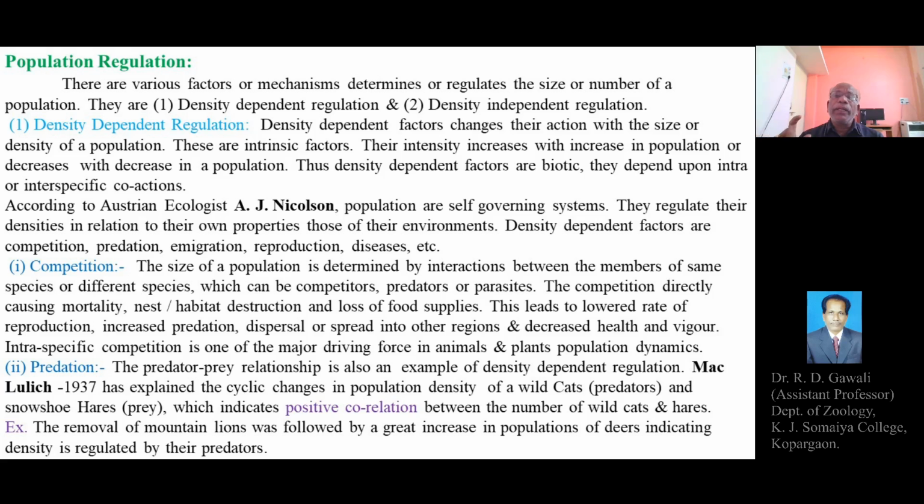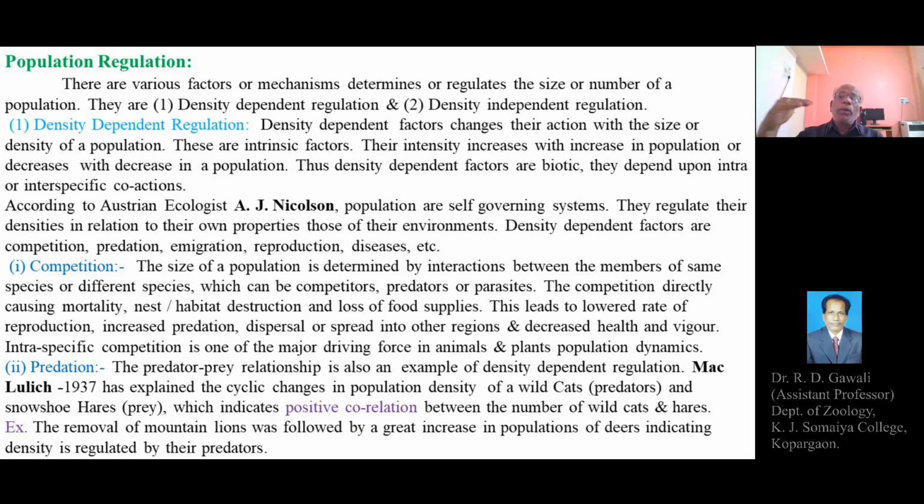Populations are self-governing or self-regulating systems, and they regulate or control their densities, their number, in relation to their own properties, those of their environments. Density dependent factors are competition, predation, emigration, reproduction, and diseases. So these are some of the factors which are density dependent factors.